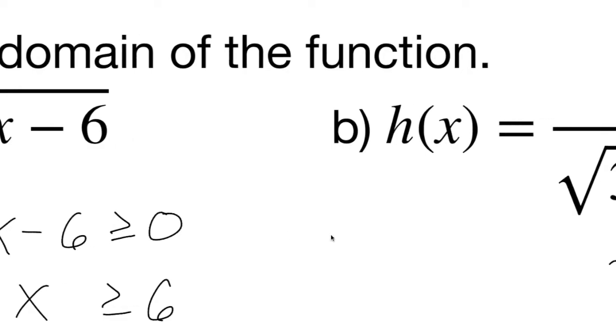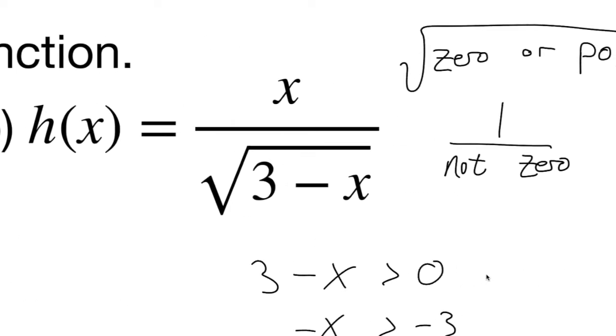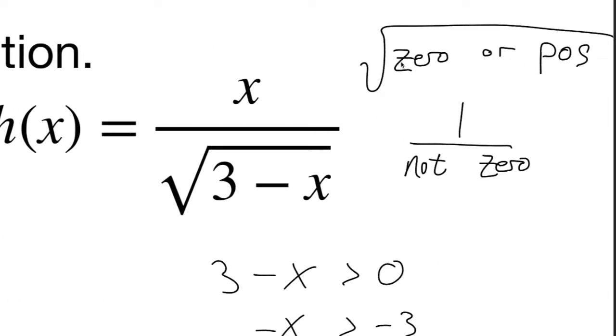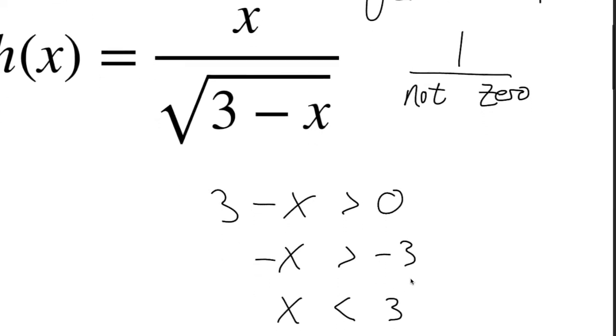Over here it was greater than or equal to. Over here it's greater than. It's greater than because we need it to be either 0 or positive, but actually we can't let it even be 0 because it's both in a square root and it's in the denominator of a fraction. So really 3 minus x has got to be a positive number. It's got to be greater than 0. Can't be equal to 0.